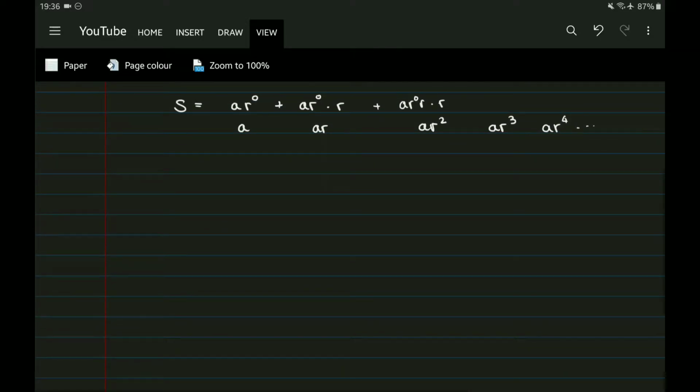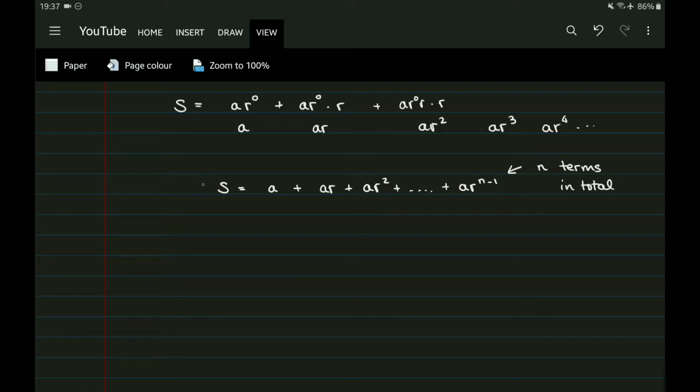So let's rewrite this a bit more neatly. So we have s is equal to a plus ar plus ar squared all the way up to ar to the power of n minus 1. If you're wondering why I stopped here, it's because if we count all the terms, we then have n terms in total if we stop here.